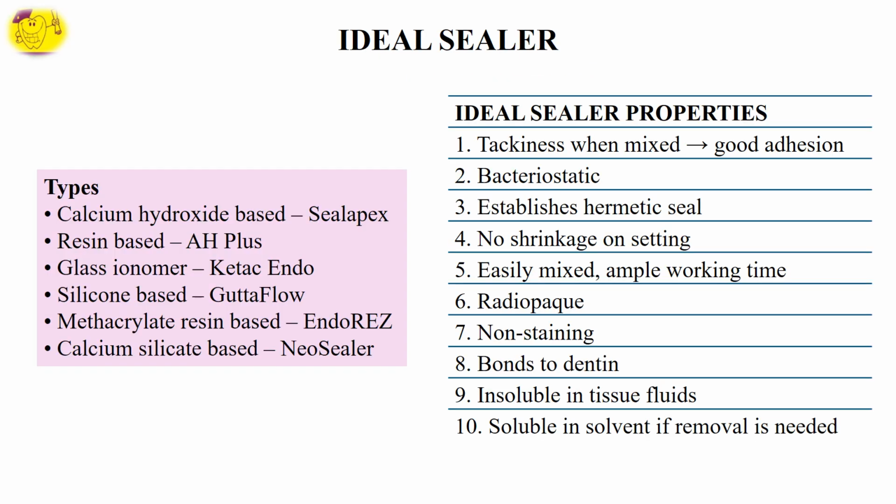When it comes to the ideal sealer, you have the following properties. It needs to be tacky when mixed, and it should have good adhesion to the canals. It must be bacteriostatic, establish a good hermetic seal, and it cannot shrink on setting, and it should be easy to mix with ample working time, and it should be radiopaque, which will help us to view it on the radiographs. It should be essentially non-staining, bond to dentin, and be insoluble in tissue fluids, however soluble in solvent if removal is required.